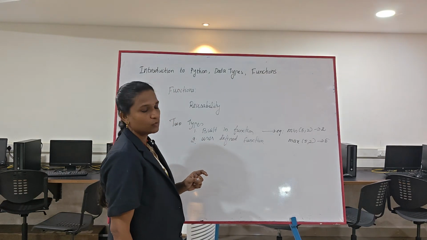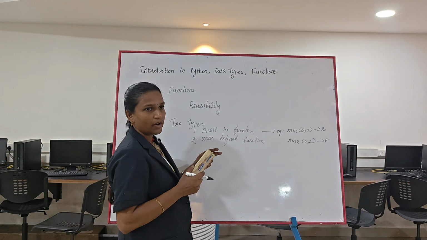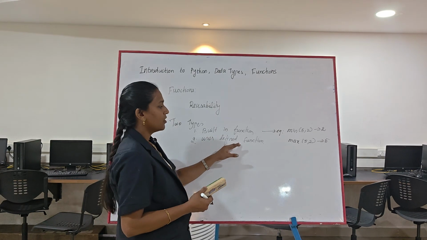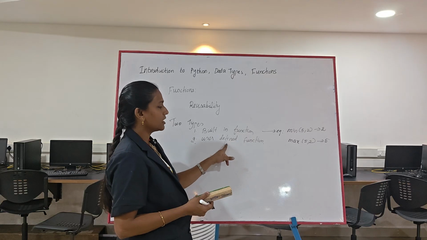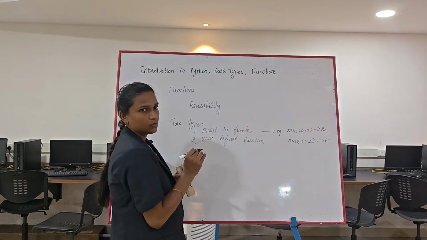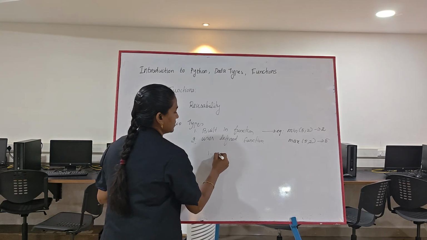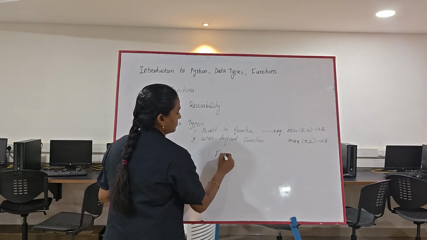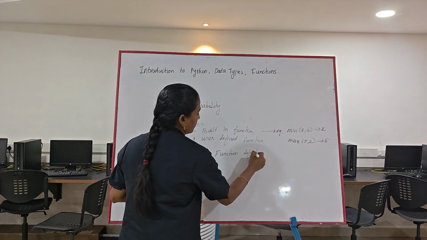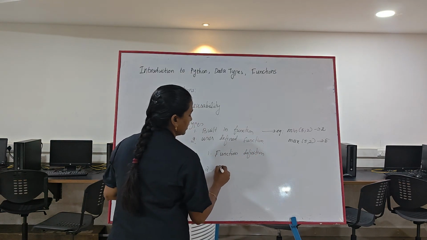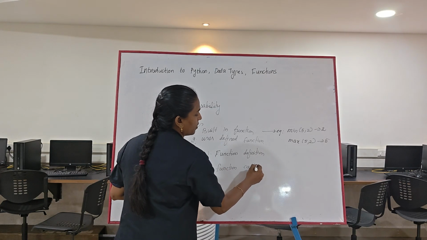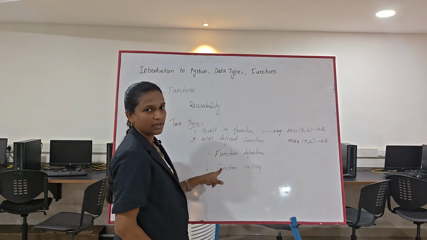Next we are going to see user-defined functions. For our purpose, we need to do some programs and some specific tasks, so we generate user-defined functions. For that we use two parts. First one is function definition and second one is function calling. These are the two parts we use for a user defined function.